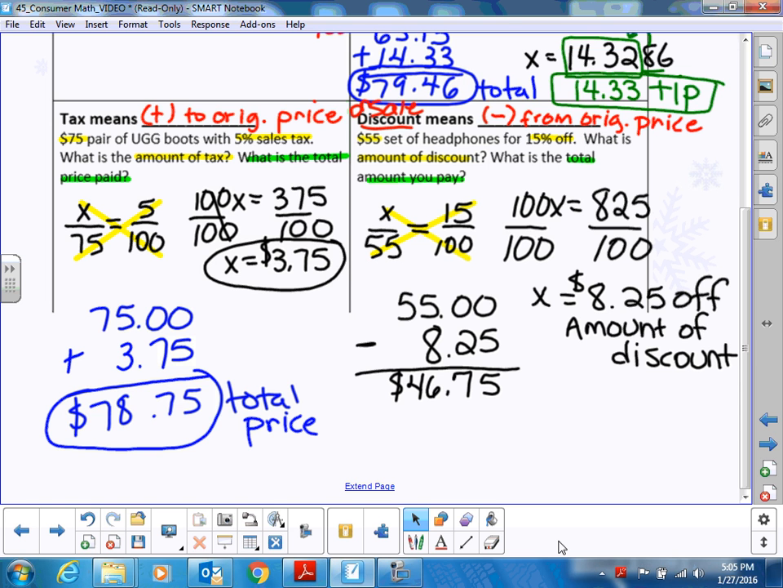So that's all you have to know. Think about it. Tax and tip are added to the price. Discount is subtracted. The only thing that's going to hang you up on these is reading the problem carefully to say, do they want the discount or the tax or the tip, which means I just cross multiply and divide, or do they want me to add or subtract to find the total price that I'm going to pay?